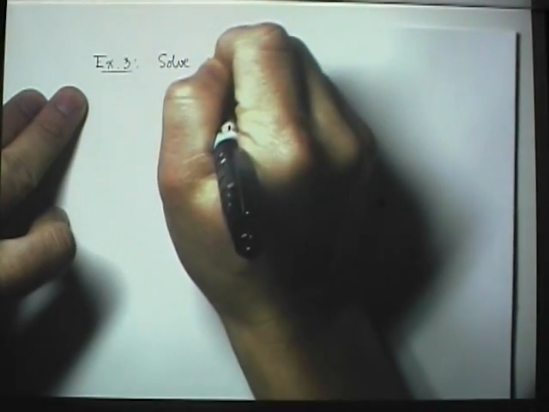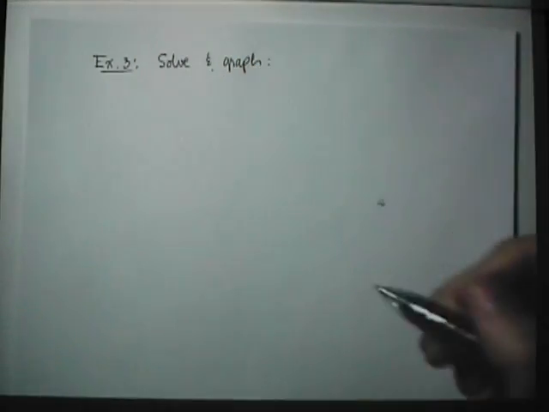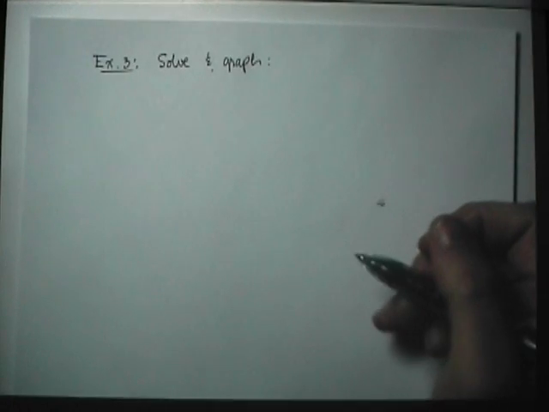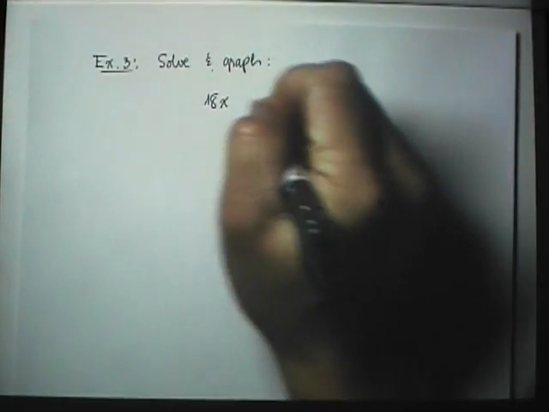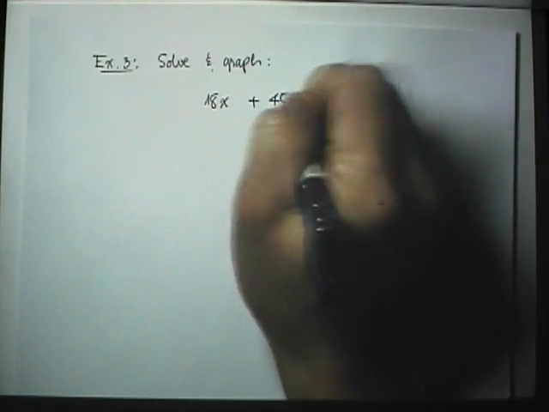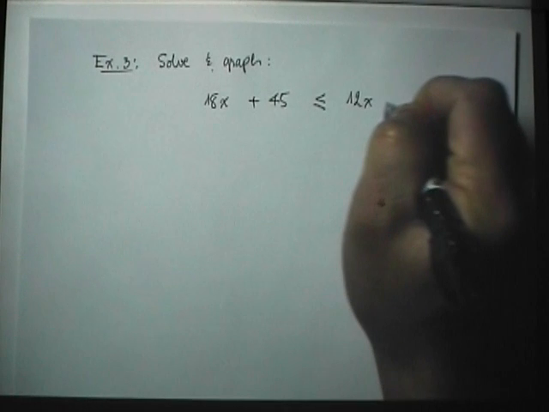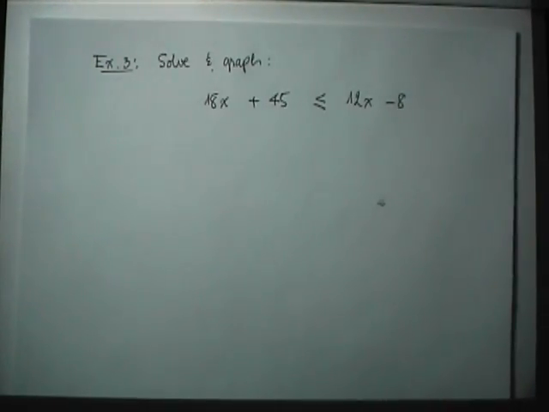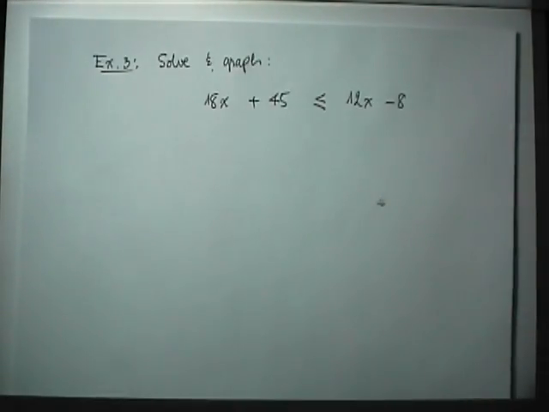Example 3. Okay, we would like to solve and graph again, and then once again write the final answer in interval notation. So the inequality I have here is 18x plus 45 less than or equal to 12x minus 8. So now in this inequality right here, you can see that the x terms are all over, and things are all over the inequality.